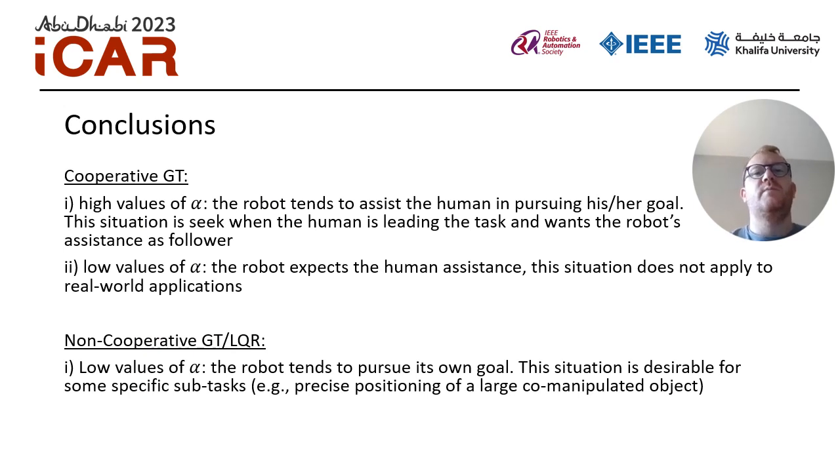To conclude, with the proposed model, we can say that in the cooperative case, high values of alpha mean that the robot tends to assist the human in pursuing his or her goal. This situation is desirable when the human is leading the task and wants the robot to assist as a follower. On the contrary, with low values of alpha, the robot expects that the human assists the robot itself, and this situation does not apply to real-world applications.